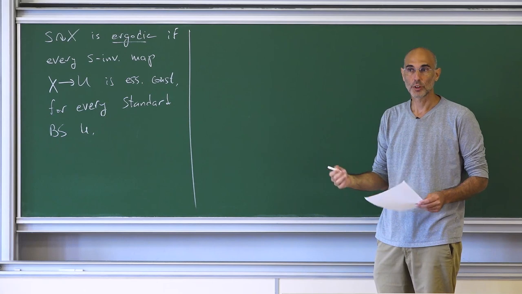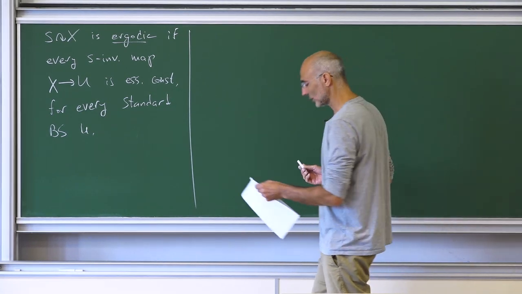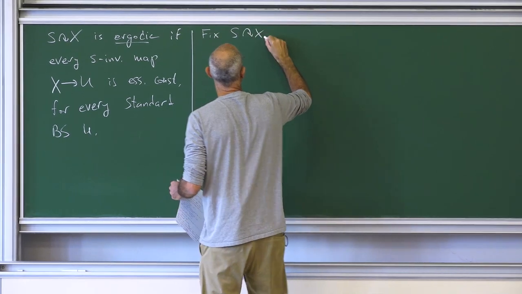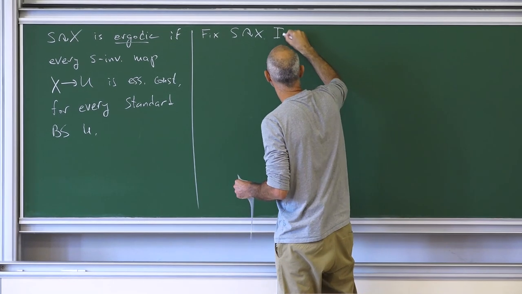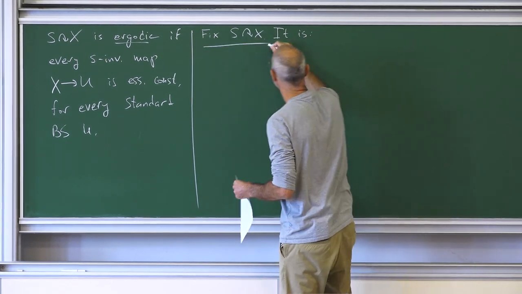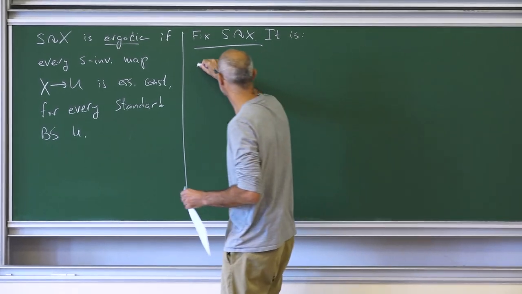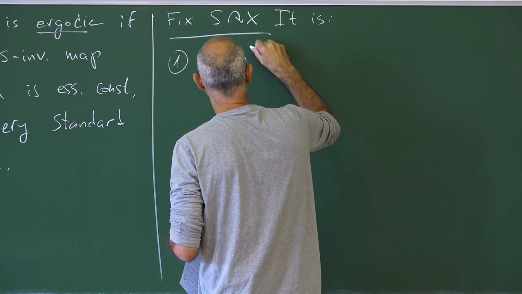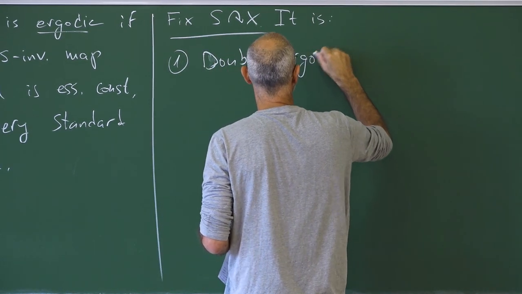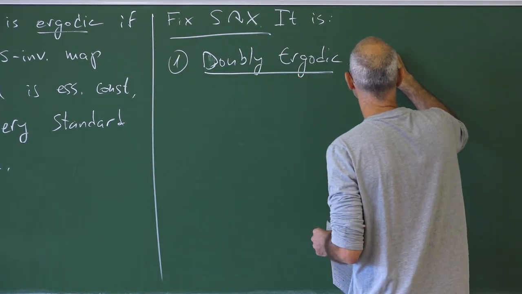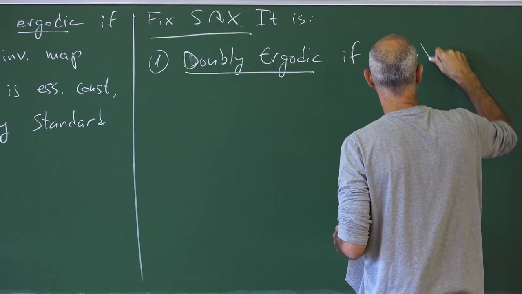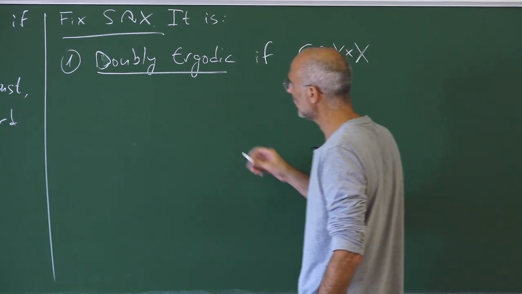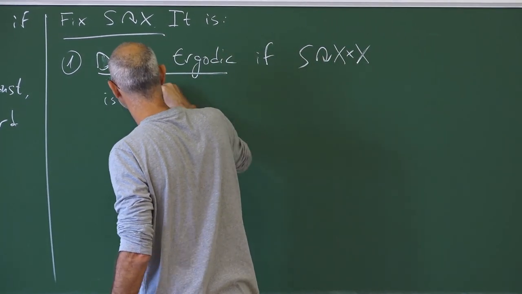And now I want to discuss, it will be important for us to have stronger properties of ergodicity. So let me discuss several of them. So we'll fix an action, and I'm defining several properties. It is called doubly ergodic if the diagonal action of S on X times X is ergodic.